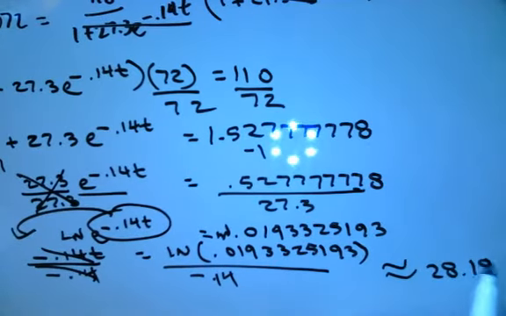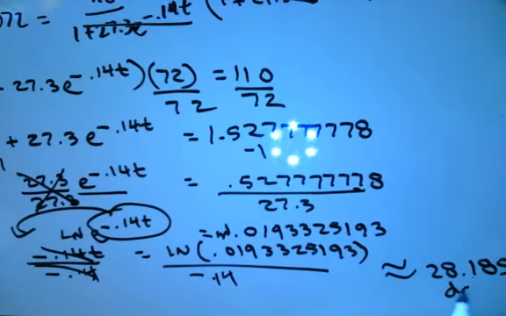And if I divide by negative 0.14, I'll find out the time. So ln of that number divided by negative 0.14 gives me approximately 28.185 days. After 28 days, a little more than 28 days, we'll have 72 gnomes in the attic.